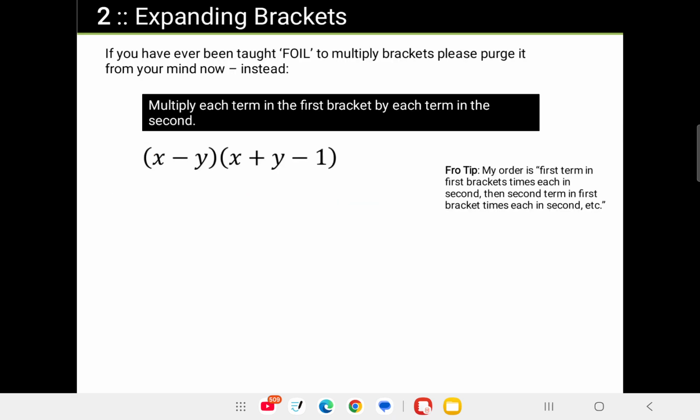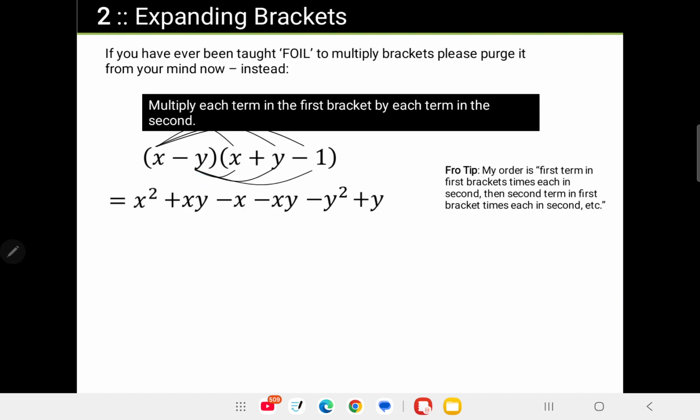Again, we have one more question on the expanding of brackets. Over here we have to do the term-by-term multiplication. If you times x with x it will be x square, and if you times x with y it will be xy. X times minus 1 will be minus x, then minus y times x will be minus xy, minus y times y will be minus y square, and minus y times minus 1 will be positive y. Now we need to look for the like terms and combine them. So it will be x square minus y square. The positive xy and minus xy cancel out, and you're left with minus x plus y.